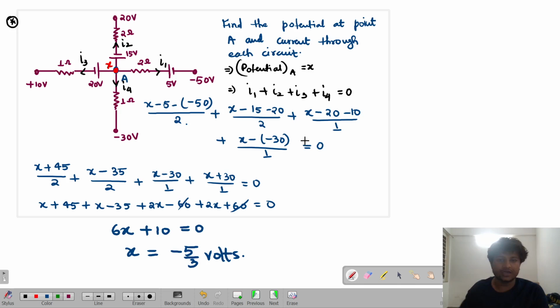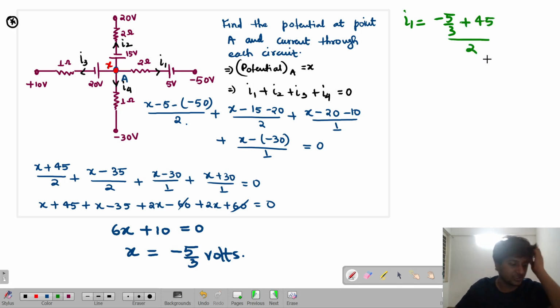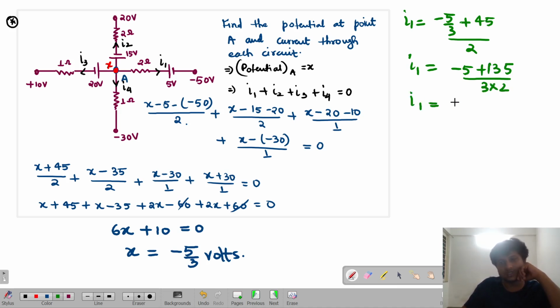Now if you know your X, I can find I1, I2, I3 and all. I1 is what? X, minus 5 by 3, and then plus 45 divided by 2. Are you able to get me? This is my value of I1. So how much is this? I1 is equal to, if I do the sum, minus 5 plus 45 into 3. 3 5s are 15, 4 3s are 12, 135. So 135 divided by 3 into 2, I1 is equal to 130 by 6. You solve it, you will get the answer. Is that clear?